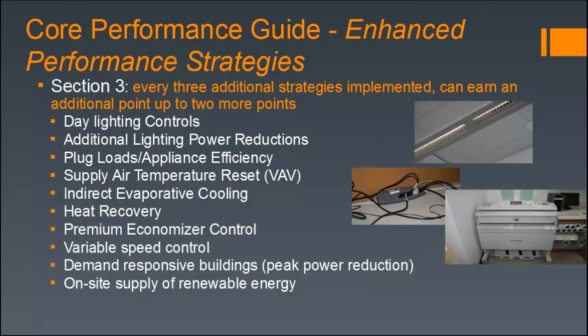Section 3, for every 3 additional strategies implemented, you can earn an additional point, up to 2 more points. And this is part of the Enhanced Performance Strategies of the Core Performance Guide. This can include daylight controls, plug load appliance efficiencies, heat recovery, variable speed control, demand responsive buildings. This is especially important for peak power production, on-site supply of renewable energy, and so on. So starting to customize more to a building function and energy use and what makes sense.